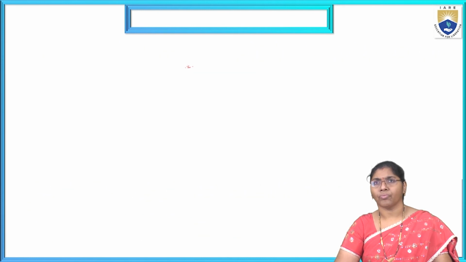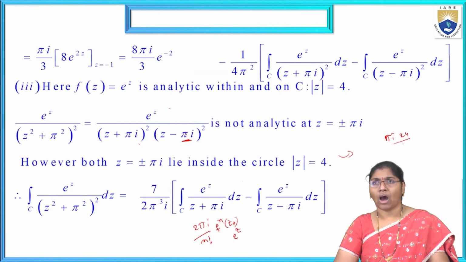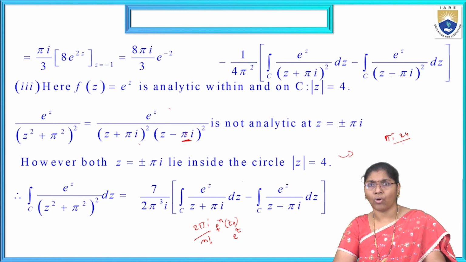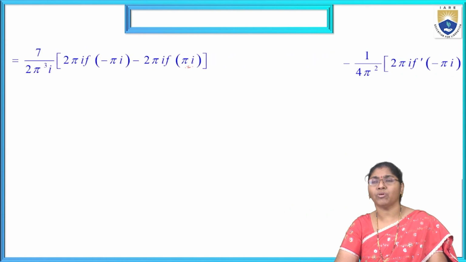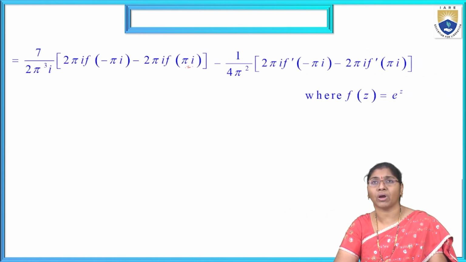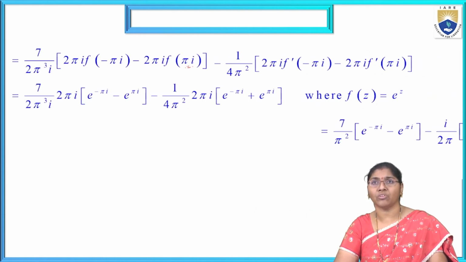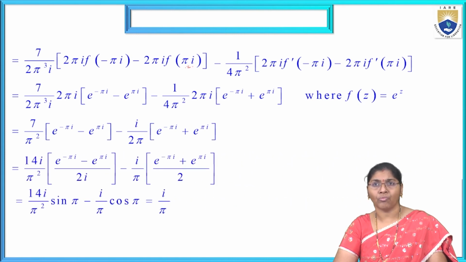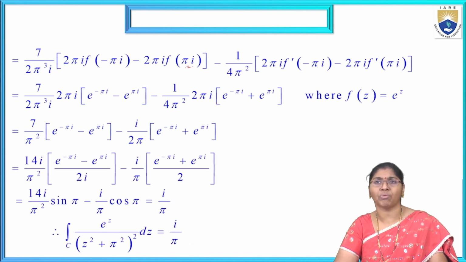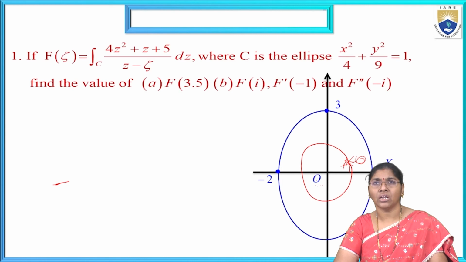After completion of the solution, I am substituting plus or minus pi i compulsorily. Why? Because that z value is plus or minus pi i. That's why I am substituting that also. We get this final solution, i by pi. Now the third condition is completed.